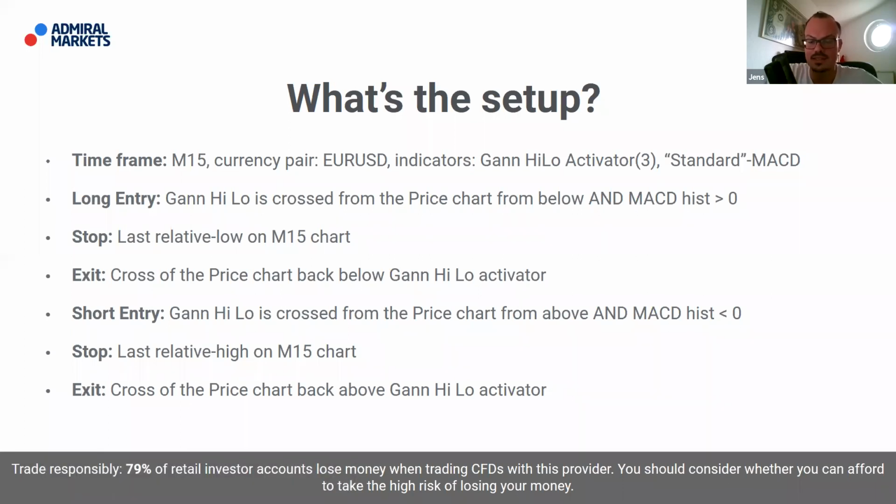We already had some webinars on this indicator. It's an indicator you find directly in your MetaTrader in this case, so you don't need to download it somewhere. This is true for this, let's call it, custom indicator, the Gann Hi Lo activator. When it comes to the long entry, we look at the Gann Hi Lo, and once it's crossed by the price chart, the Euro USD chart, M15 in this case, from below, and the MACD histogram is greater than 0, a long trade is generated.